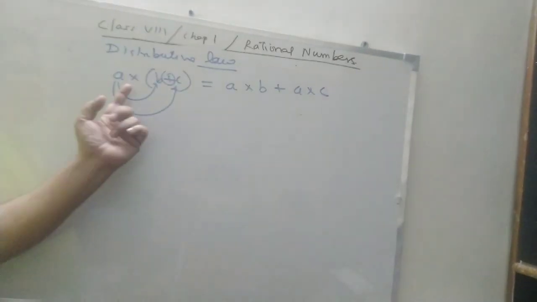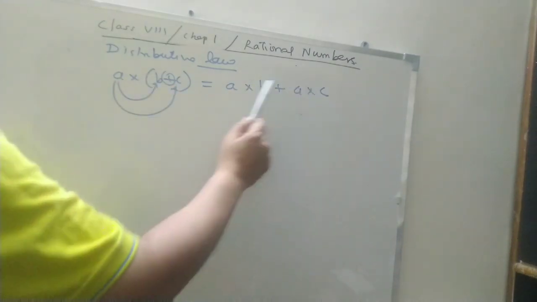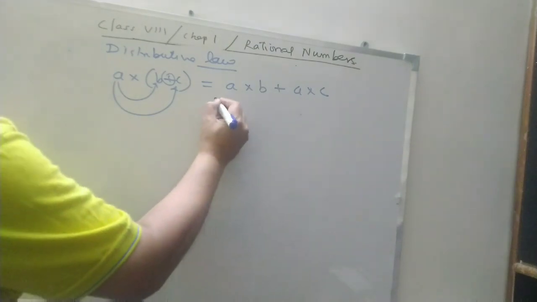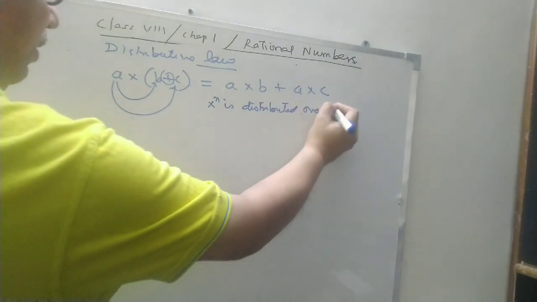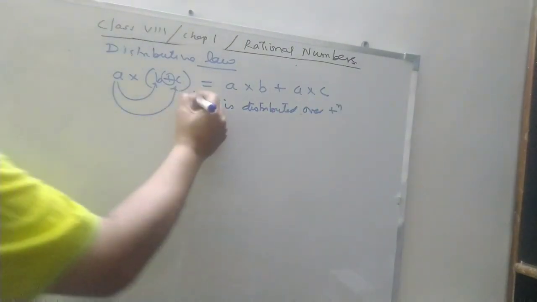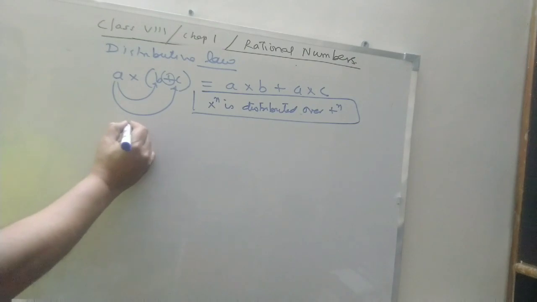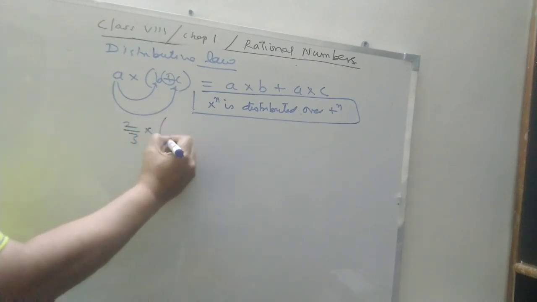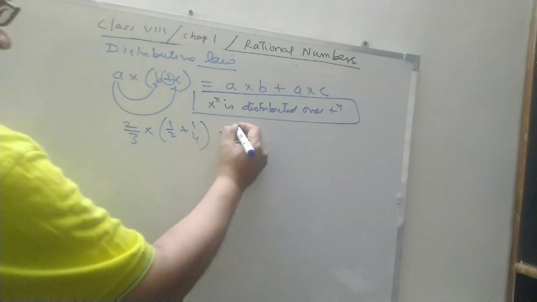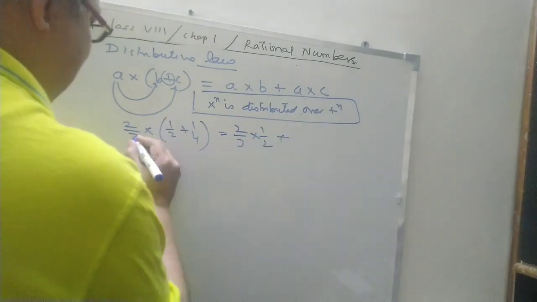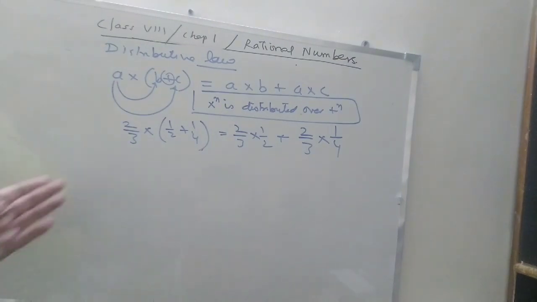Why called distributive law? Because multiplication has been distributed over addition. There is one multiplication sign, now there are two multiplication signs. So what is there? Multiplication is distributed over addition. So that is why it is called the distributive law. Distributive law holds. So you have 2 by 3 into say half plus 1 by 4. So you can say okay, 2 by 3 into half plus 2 by 3 into 1 by 4. So this is what is called the distributive law.